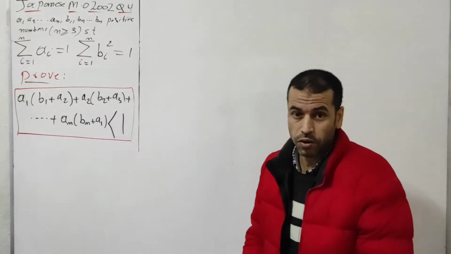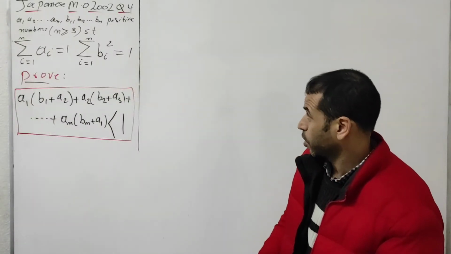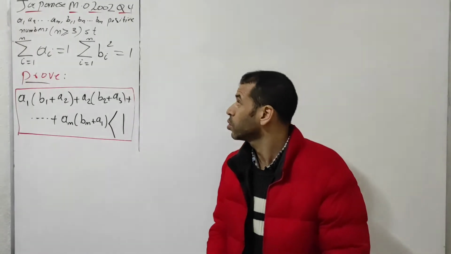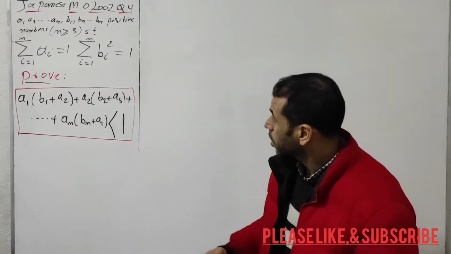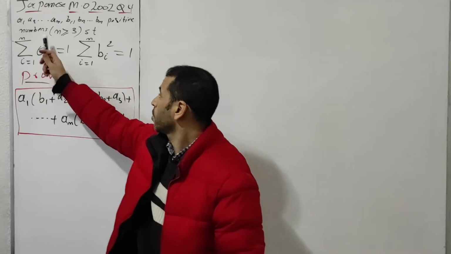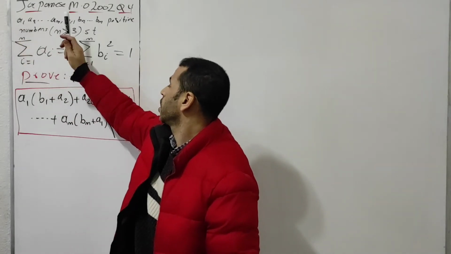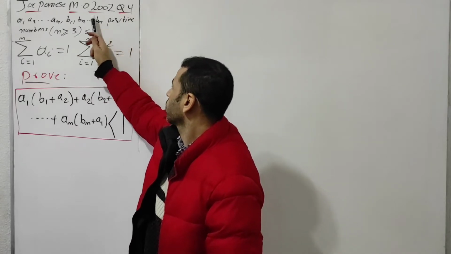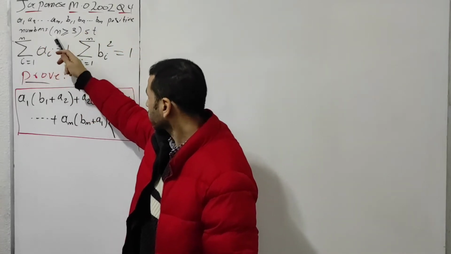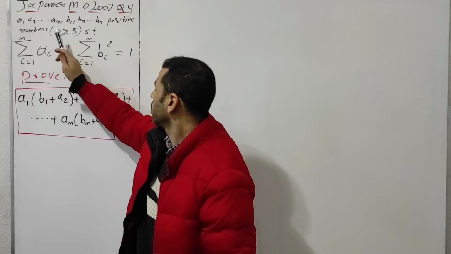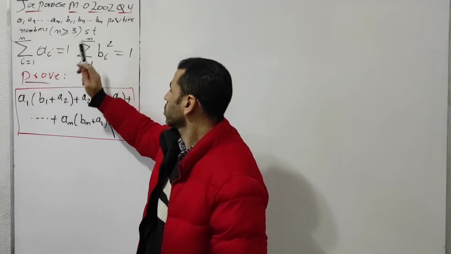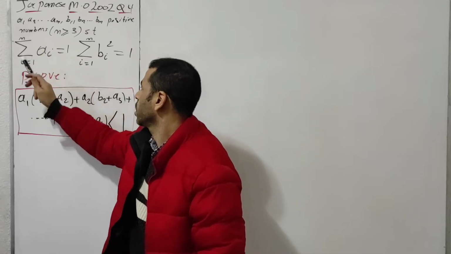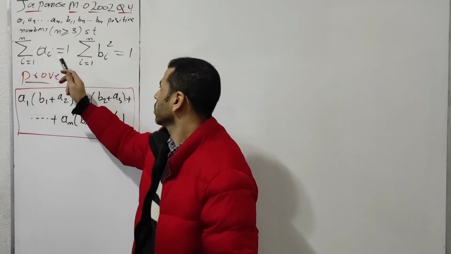Hi, in today's video I have brought you a very nice problem from the Japanese Mathematical Olympiad 2002, question number 4. Here is the setup. We have a_1 through a_n and b_1 through b_n, positive real numbers, n greater than 3, such that the sum as i goes from 1 to n of a_i equals 1.